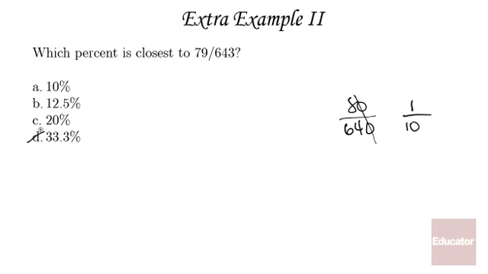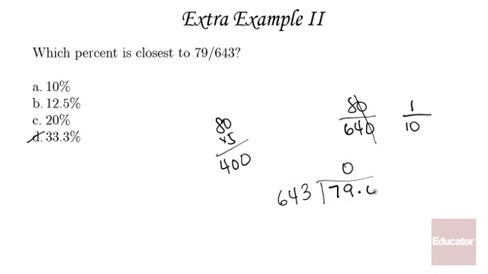20% means that if I did 80 times 5, that gets me to 400. Well, that's pretty close. So maybe at the most that I can estimate there would only be to take out D. So now let's try and actually find the percentage. So what I would be doing is 79 divided by 643.